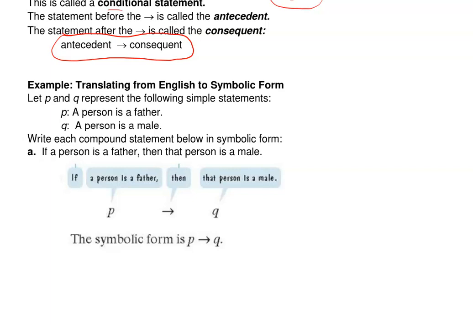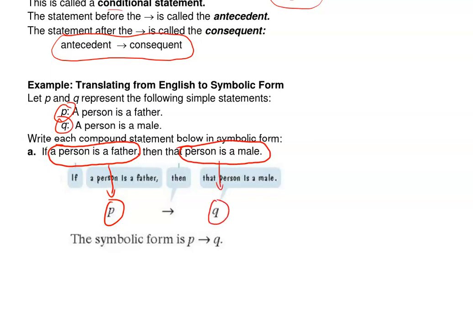Okay. If a person is a father, then that person is a male. So that's our example A. We want to translate that symbolically. So a person is a father translates to the letter P. P represents that statement, because up here that's what we're told statement P is. That a person is a male is statement Q, so we can represent that with the letter Q. And then the if-then part of this is represented by this arrow here. And so symbolically, we could represent that this way, P with the right arrow and then Q, but we would read that as if P, then Q.